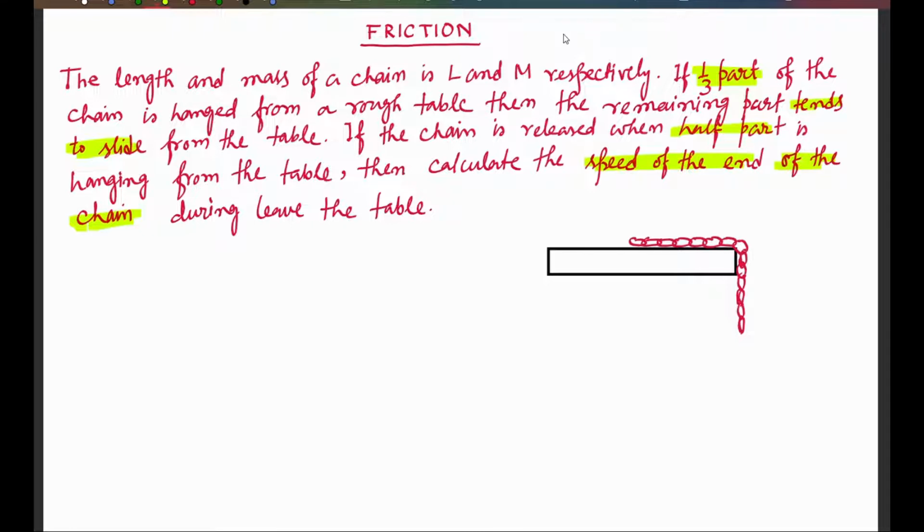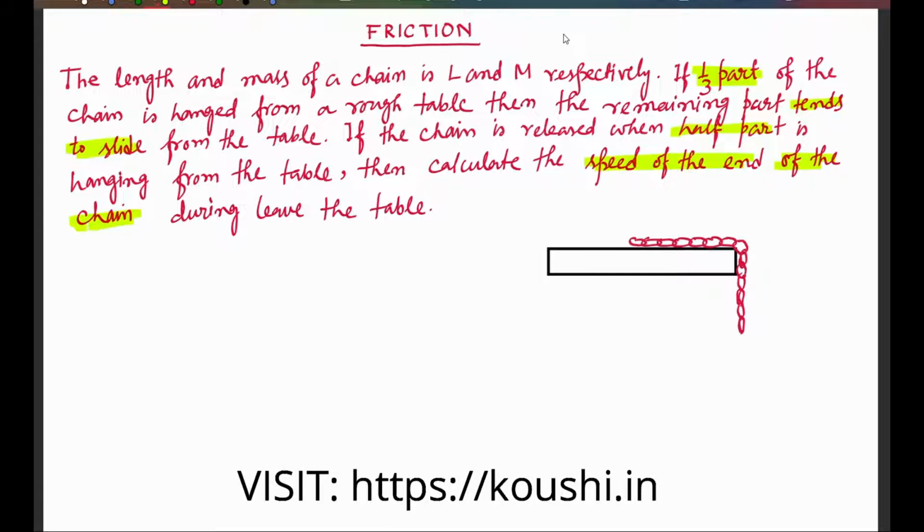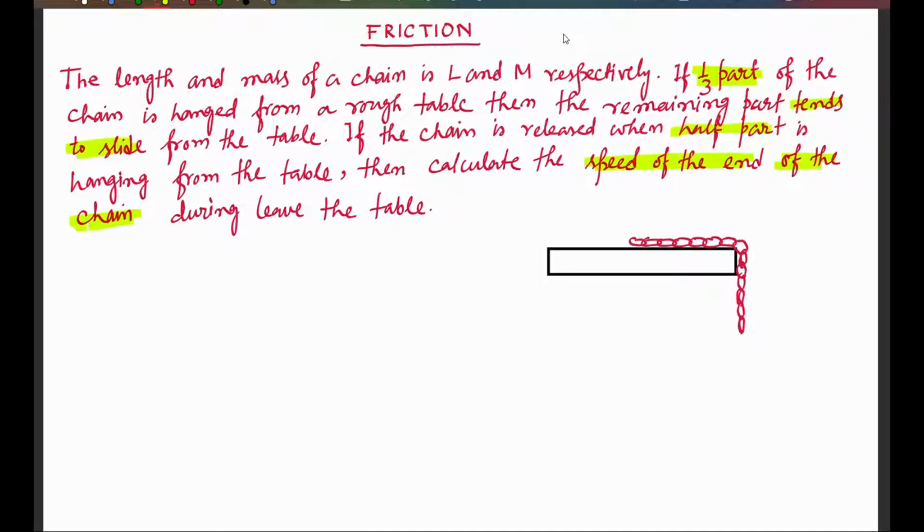Whenever 1/3 part of the chain is hanging, the weight of this part tends to pull the remaining part which lies on the table, and a frictional force is generated which opposes that pulling force. For that reason, the chain remains at rest or tends to slide.